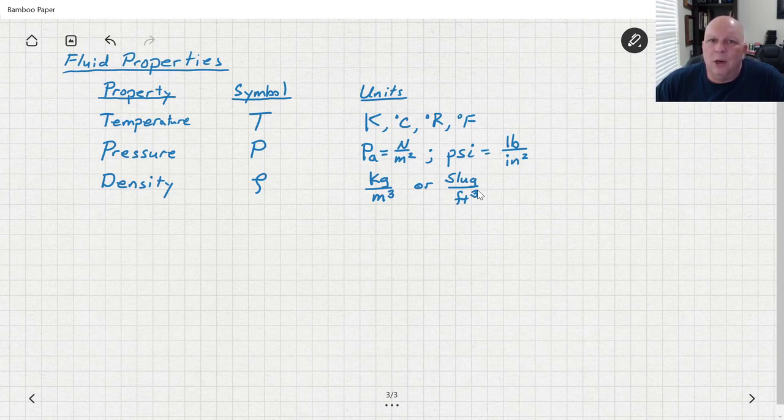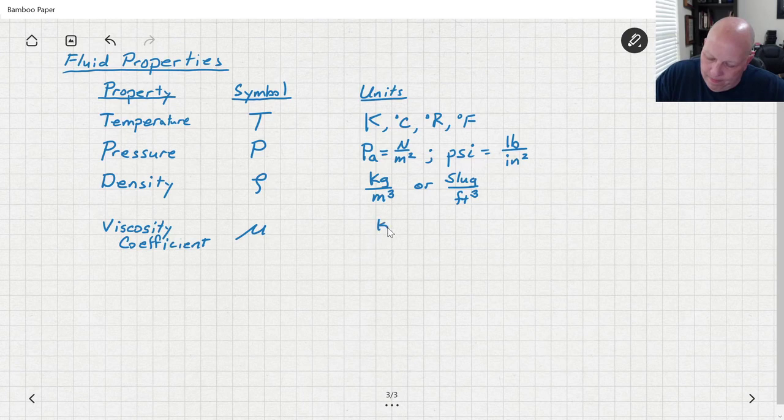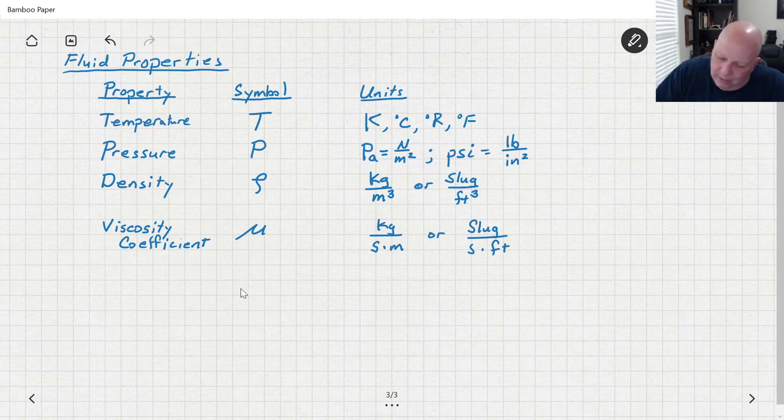Viscosity is actually, we call it a coefficient. It's a relationship between the applied shear stress and the strain field. So viscosity coefficient, we typically use a symbol mu. And units for viscosity would be kilograms per second meter. Sometimes you'll see a different viscosity coefficient thrown out there. It'll look like this, nu, which is defined as the viscosity divided by the density. We call this the kinematic viscosity.